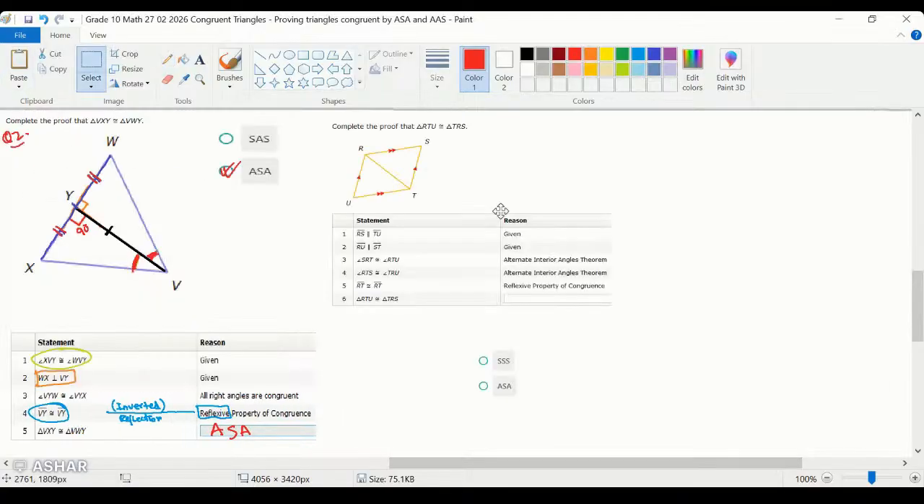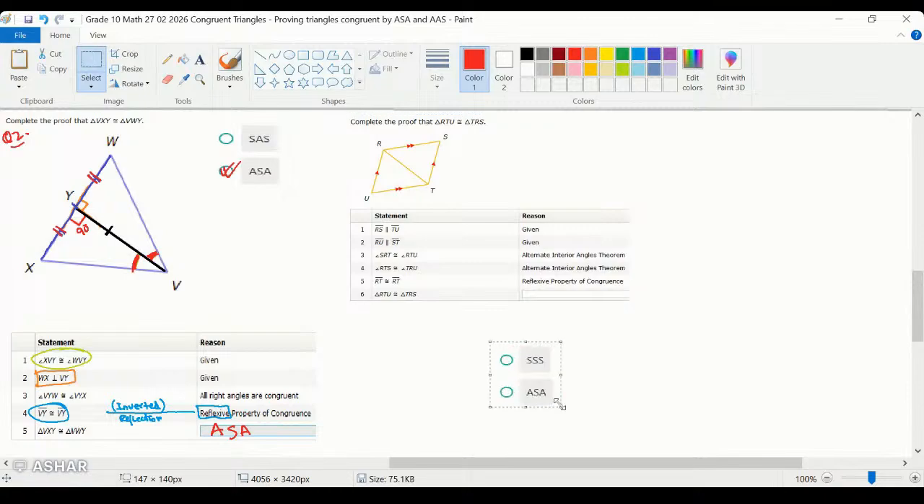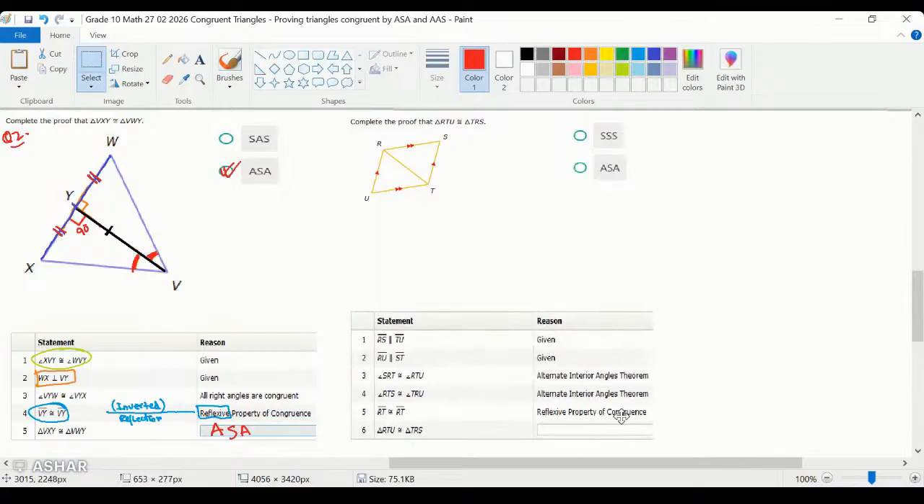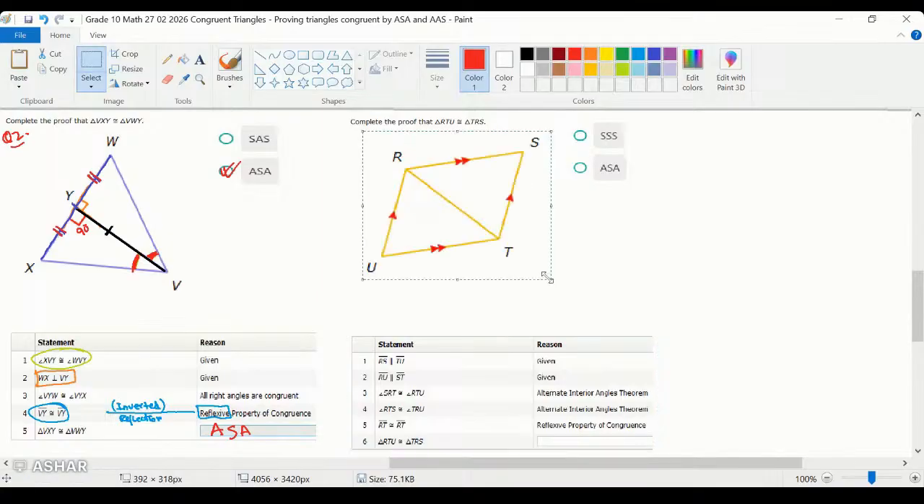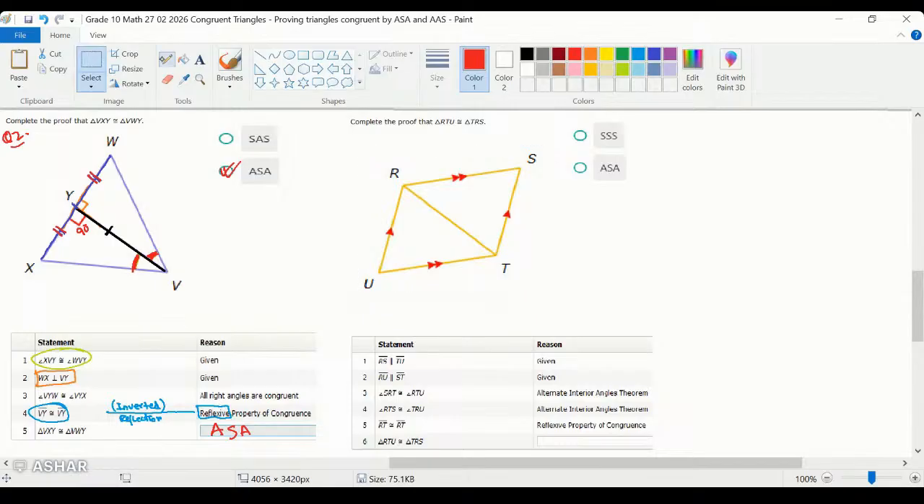Let this be question number 3. Okay. Question number 3. They're saying which property would be used over here? They're saying these two sides are parallel. When these two sides were parallel to each other, what extra information did we have?